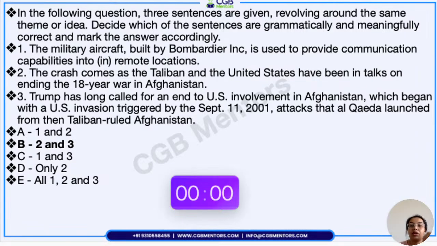Answer is 2 and 3. Now here are some sentences you have to mark which is grammatically or which are grammatically correct. The military aircraft built by this company. Aircraft is used to provide communication capabilities into, not in remote location. So we are simply talking about a location and enclosed area. उसमें कोई काम हो रहा है.